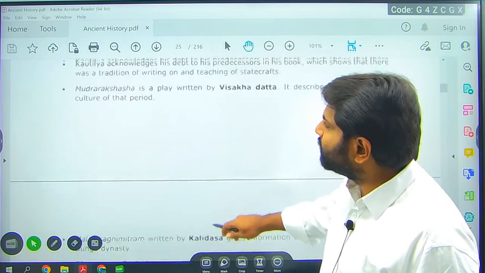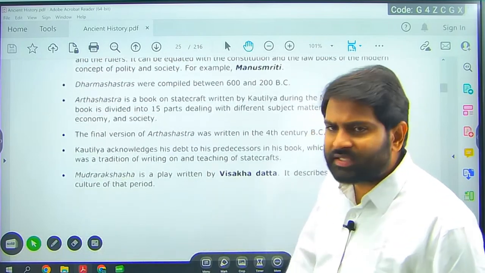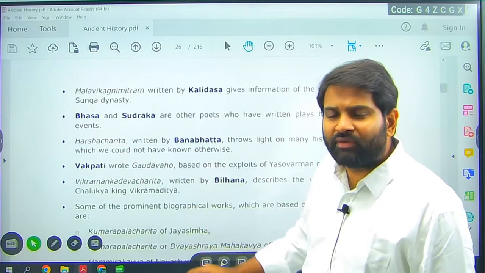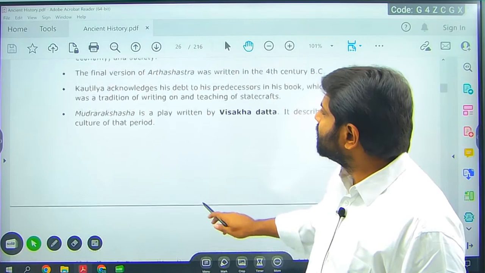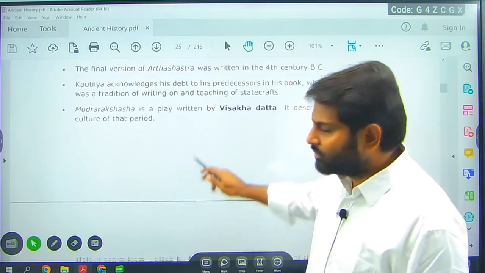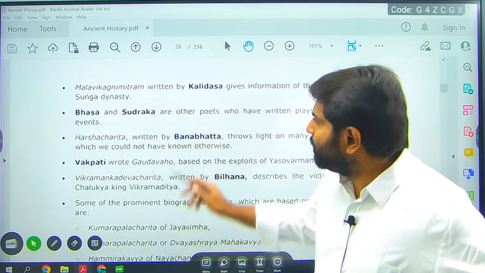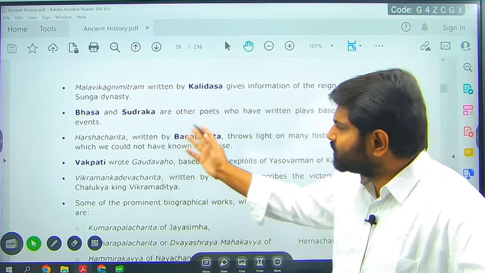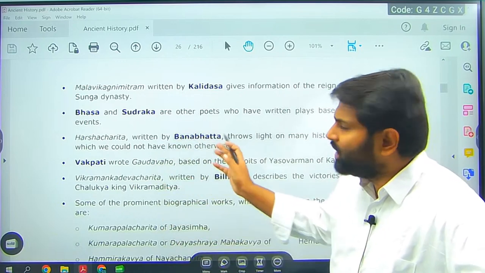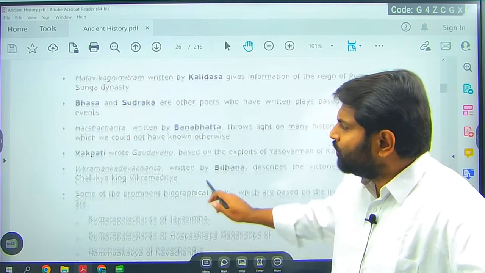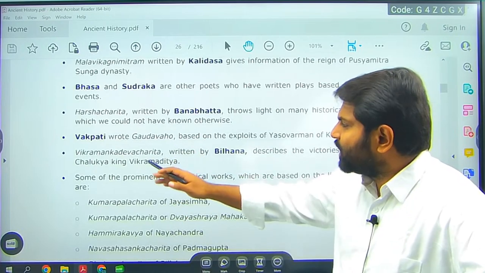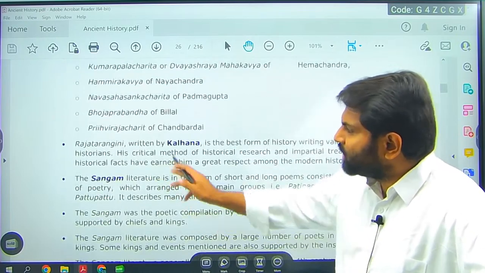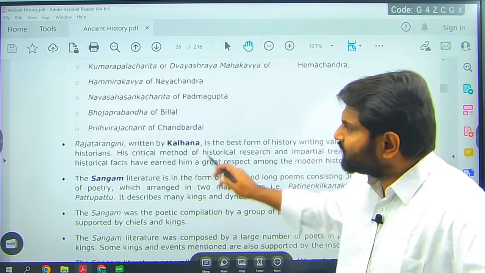We'll try to come back to it. Kautilya's Arthashastra, Mudra Rakshasa by Vishakadatta, right? Similarly, Malavikagnimitram by Kalidasa from the Pushyamitra Sunga dynasty. Bhasa and Sudraka also wrote a couple of plays. Harsha Charita by Banabhatta. Vakpati wrote Gaudavaho, and Vikramankadeva Charita was written by Bilhana. And Rajatarangini was written by Kalhana. These are the historical accounts.